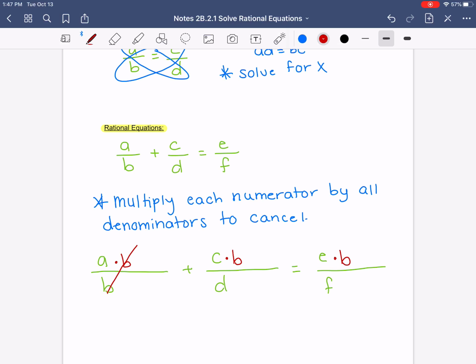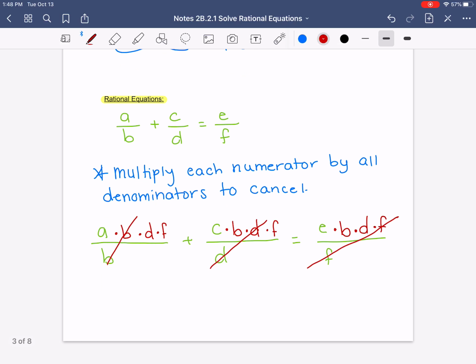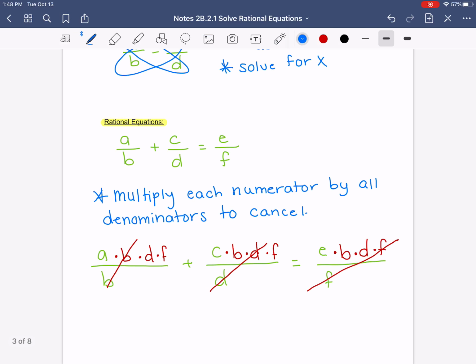Then d is your second denominator, so you multiply all of your numerators times d. It cancels out in the middle fraction. Then the third denominator is f, so you multiply all of your pieces by f in the numerator, and it cancels on the third one. Now you don't have any denominators at all. On top of the first fraction, you just have a times d times f, plus c times b times f equals e times b times d. I didn't alphabetize any of them. Then you just go ahead and solve.